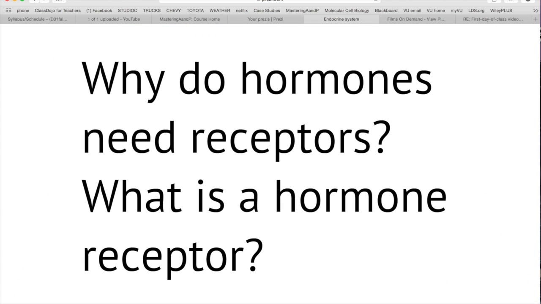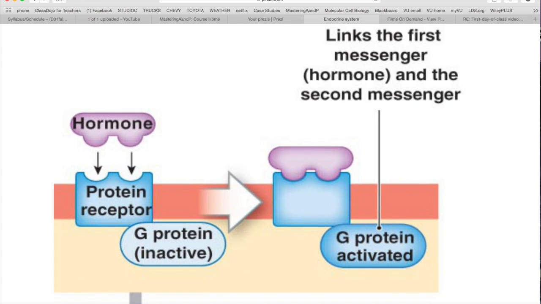Why do hormones need receptors, and what is a hormone receptor? Like we said, protein hormones can't go through the cell membrane, so they have to have a receptor outside the cell. And then the receptor is going to cause something to happen, such as activating this G protein.